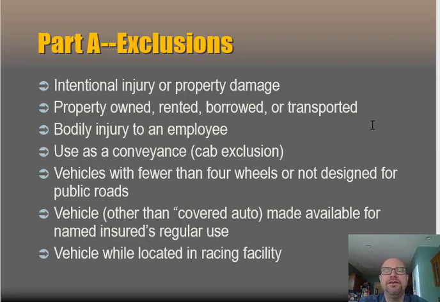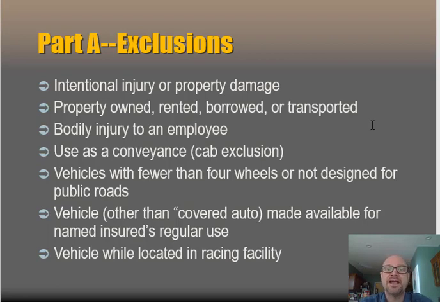This is a big one, the use as a conveyance. In other words, if you're transporting people for money, or you're transporting property for money, then your vehicle is being used as a conveyance. And we call this the cab exclusion. If you're actually using your car as a taxi cab, think about the Uber and the Lyft and stuff like that. Your personal auto policy, this is a standard policy that we're looking at. It's called the personal auto policy. That's going to exclude taking people from place to place for money, or transporting property from one place to another for money. That's when you're operating your vehicle that way, that's a completely different kind of use. And you need a completely different type of insurance coverage.